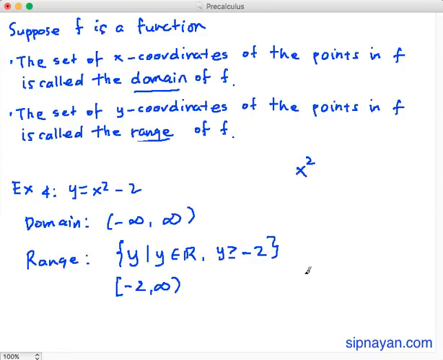Yan yung ating domain and range. Sa susunod na videos ay magbibigay pa ako ng more examples on how to get or how to determine the domain and range of a function.